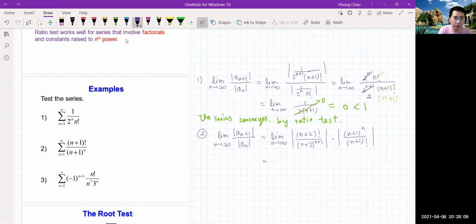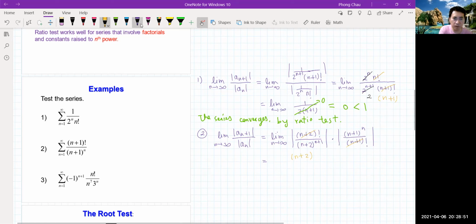Can you spot that? Looking at the factorials first: (n+2)! and (n+1)!. These two could cancel. So this is 1 unit above the n plus 1, so the n plus 2 is the only factor that survives. The rest, 1 through n plus 1 and 1 through n plus 1, all cancel out. And so I'm left with (n+1)^n and (n+2)^(n+1) there.